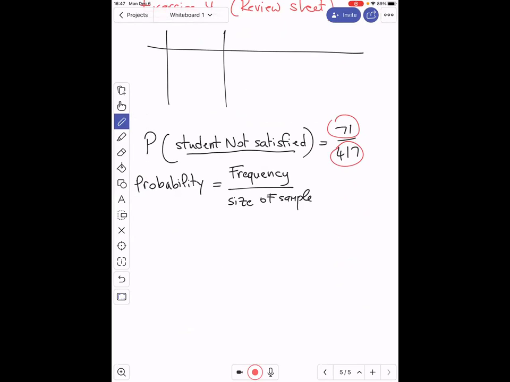Next, you have the probability that a student selected at random is satisfied, given the student is a sophomore.